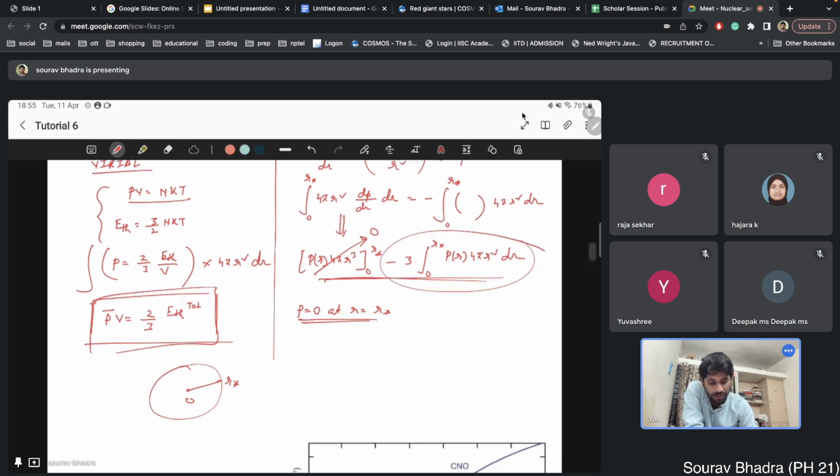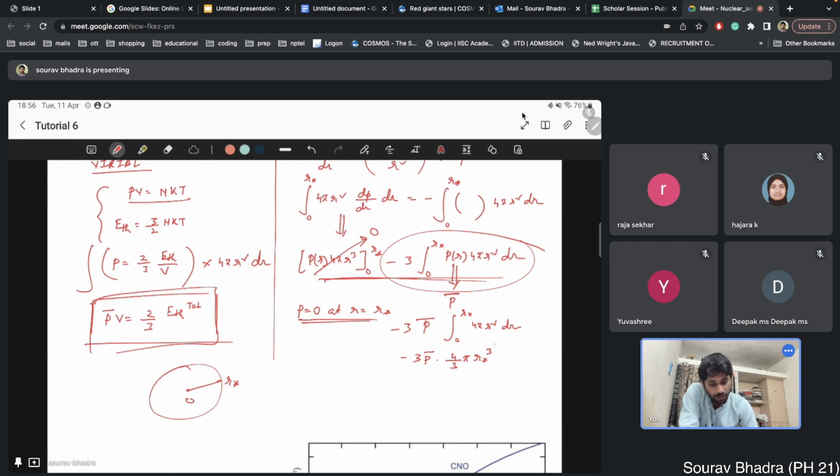Minus 3 times the integral from 0 to R star of P(r) 4 pi r square will survive. Now suppose our P is a constant, not depending on the radius, and we are using an average value of P. So that will come out of the integration. It is the simplest assumption. If you do this integration, you will be left with minus 3 P bar times 4/3 pi R star cube, right? So this is just the volume of the star.